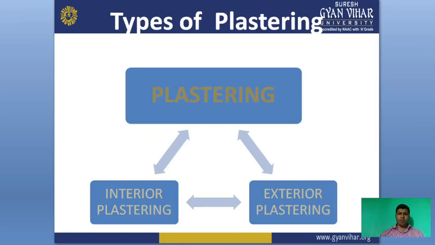Now we will discuss the plastering types. What are the types of plastering? As you know, there are two types of plaster. The first one is interior plaster and the second one is exterior plaster. Interior plaster means when we do the plastering on the walls inside our house, that is known as inside plastering, and the outside plastering is on the outer surface area of our houses. That process is known as exterior plaster.